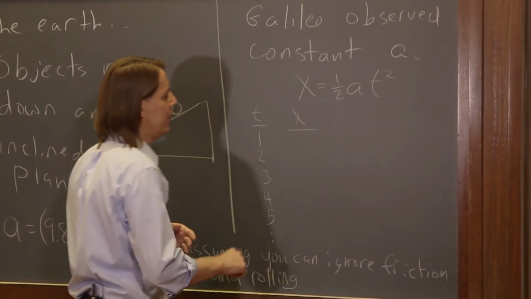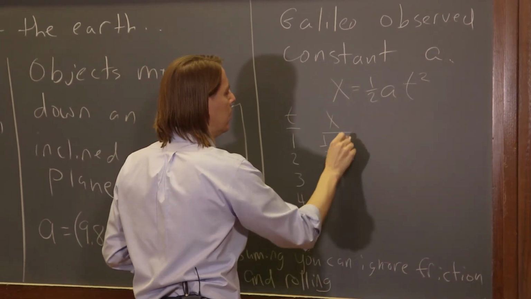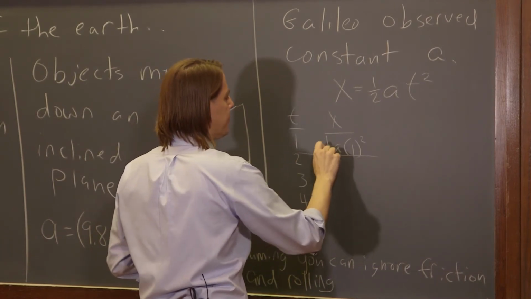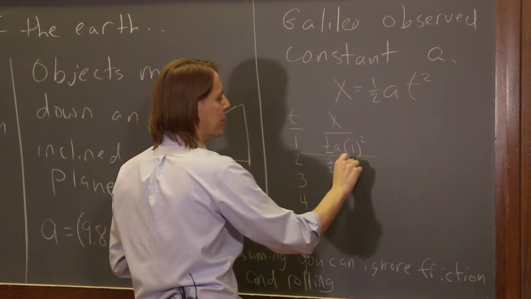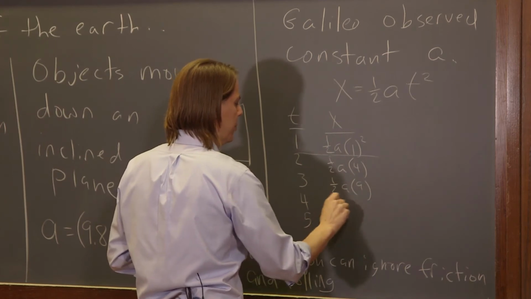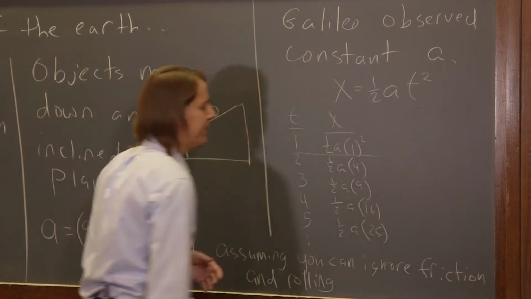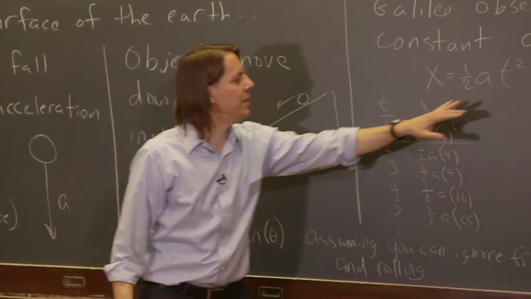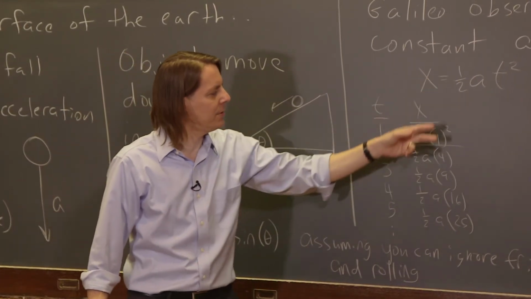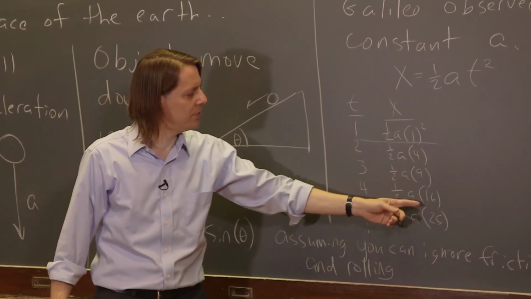So you could say, well, here's x. Well, you just plug in t. So it's 1/2 a times 1 squared. Right? And then 2 would happen at 1/2 a times 2 squared, so that's 4. And 3 would happen at 1/2 a times 3 squared, that's 9. 4, 1/2 a, 16, 1/2 a, 25. So you can see from this equation, if you want things to happen uniformly in time, then you need them to be separated, if it's accelerating, by something that's increasing as the square of the time, right? So we got 1, 4, 9, 16, 25.